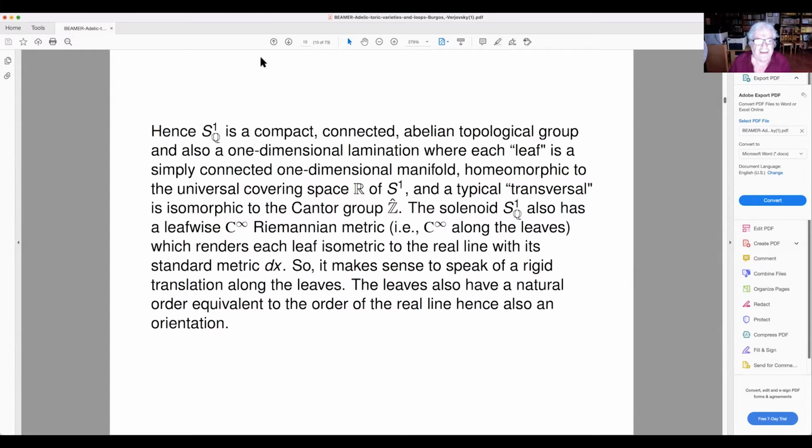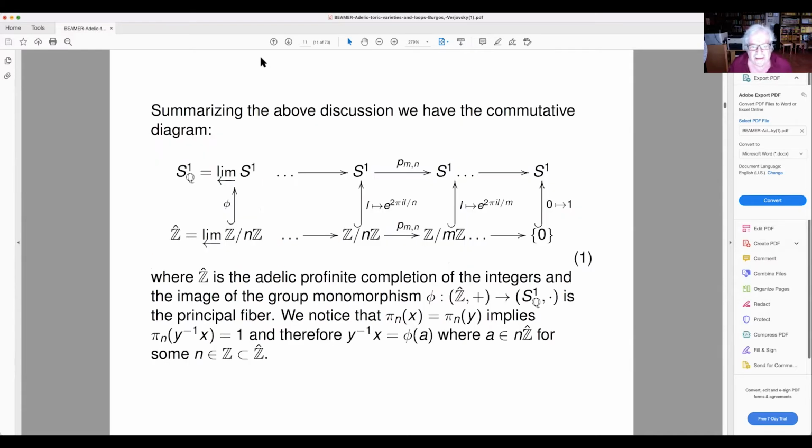So we have that this solenoid is a compact connected abelian topological group. And as I just said, it is foliated by one-dimensional leaves. And it's just like a circle. You can do all differential geometry. You have a Riemannian metric. You have a flat metric. The leaves are flat. You can do analysis on this.